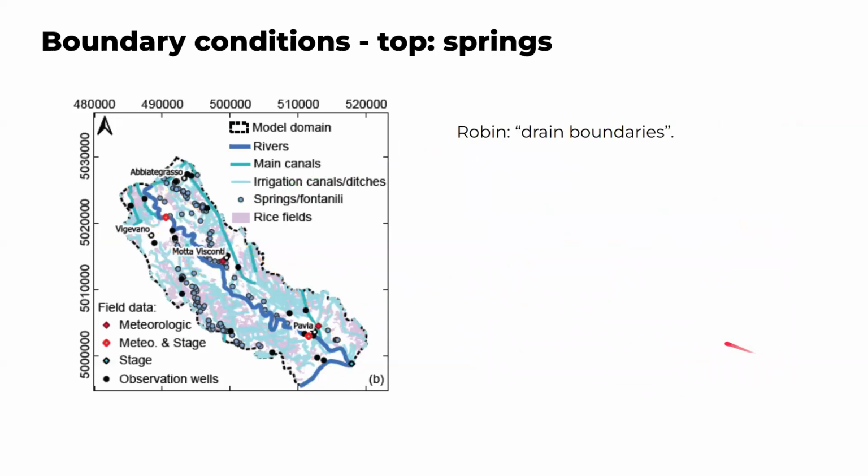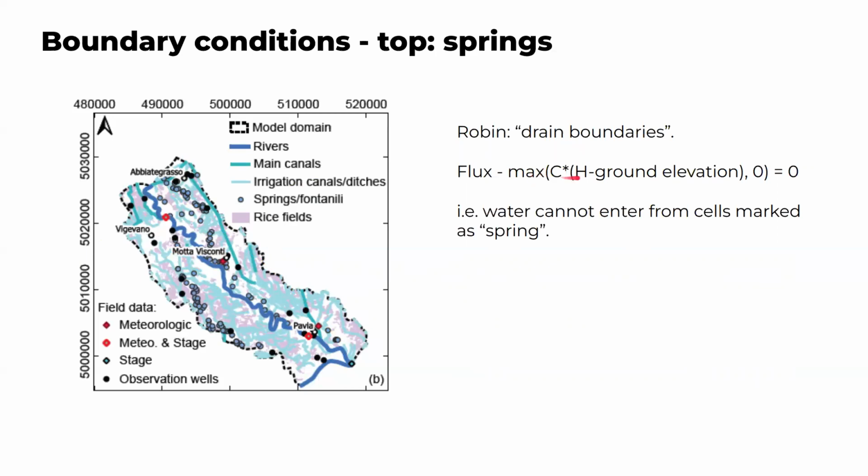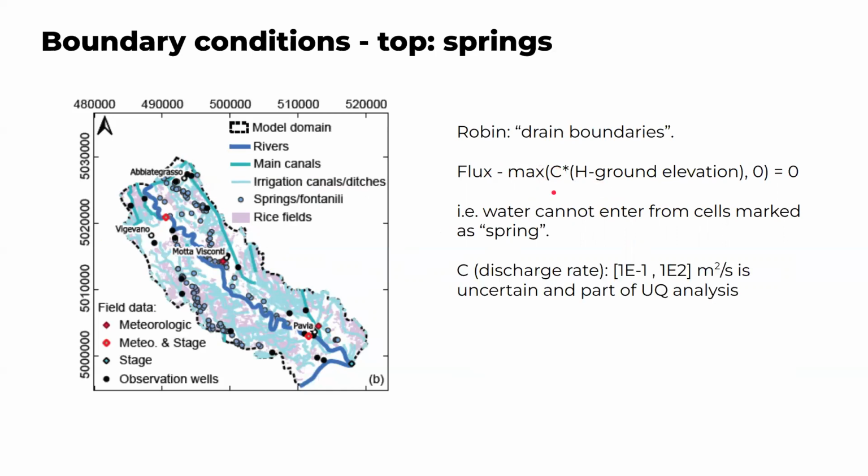Then we need to encode springs and ditches. We do that by another Robin condition. It's a similar Robin condition to the previous one, but now it's non-linear in the sense that we impose that water cannot enter the domain from cells marked as springs. So on the far field, water can either enter or exit. On the surface, where we have these springs, the spring is a Robin condition with a max, so the water can exit but cannot enter the domain. What we don't know here is the discharge rate of the springs.